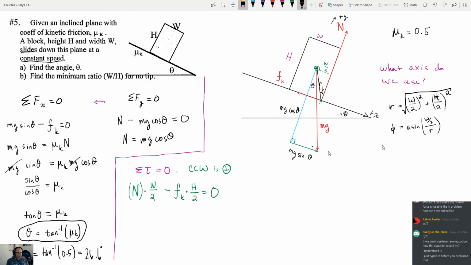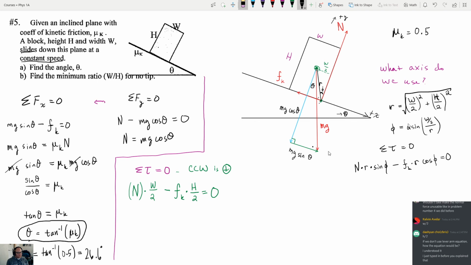Okay, and now when we sum our torques, what we would have to write is this. We would write normal force times r times the sine of phi minus friction force times r times sine of 90 minus phi, because we would need to use the other angle here, but I'm just going to simplify that by saying that that's actually the cosine of phi, because sine of 90 minus phi would be cosine phi. And then those would have to add to 0.